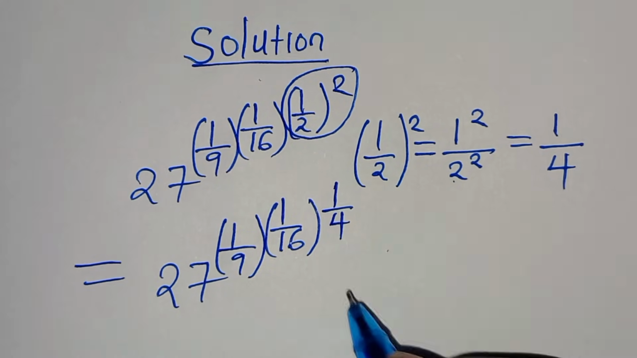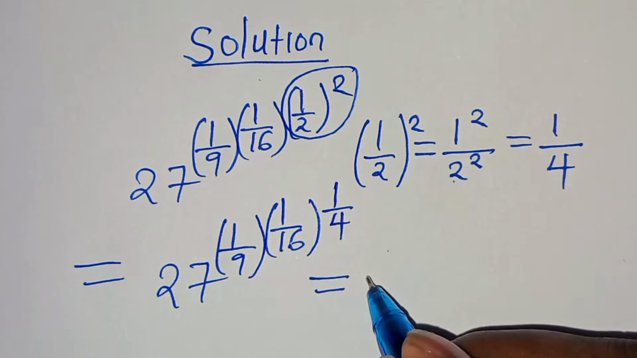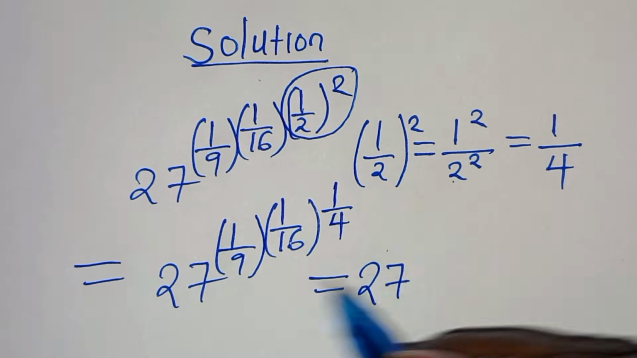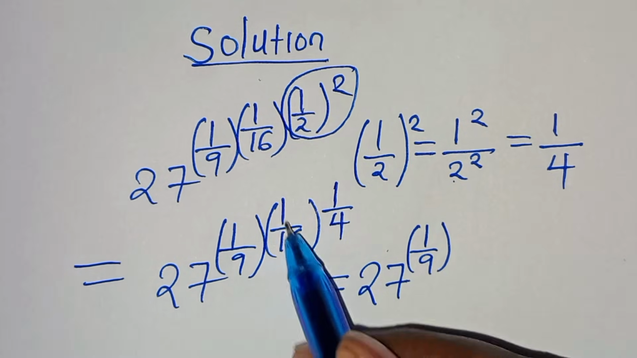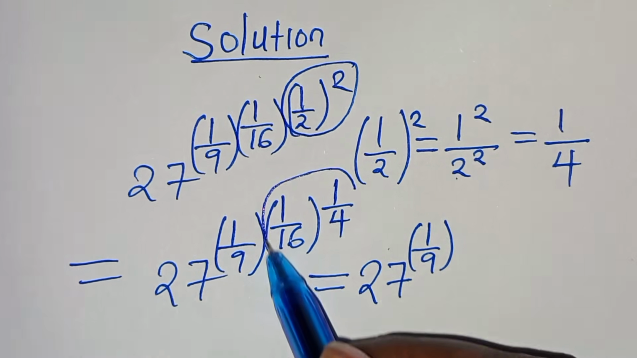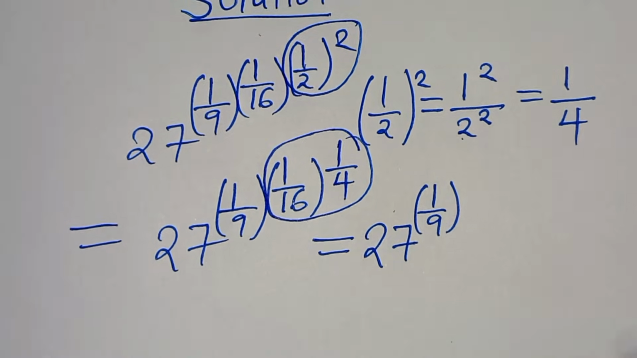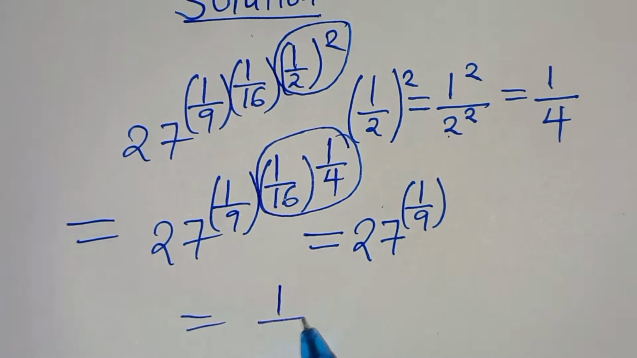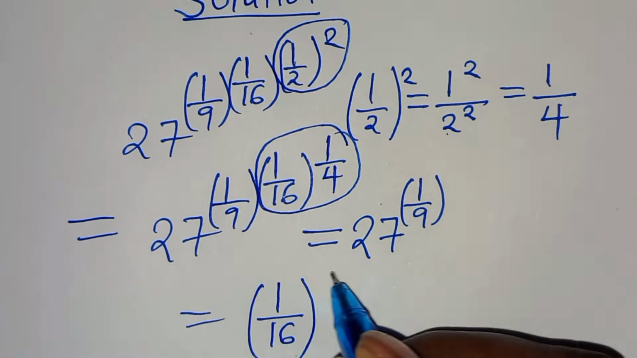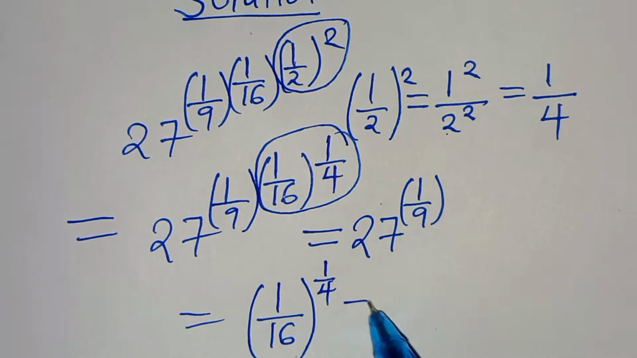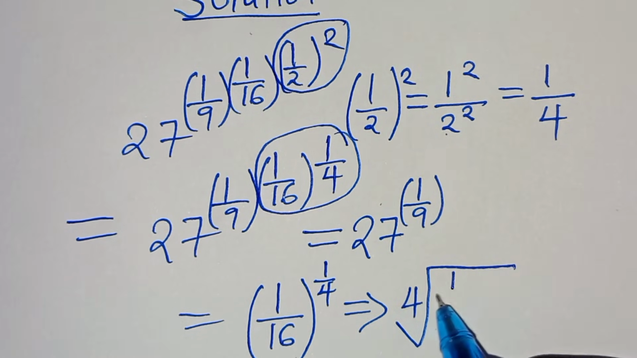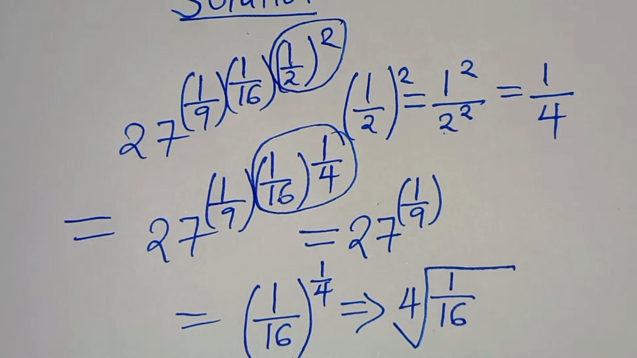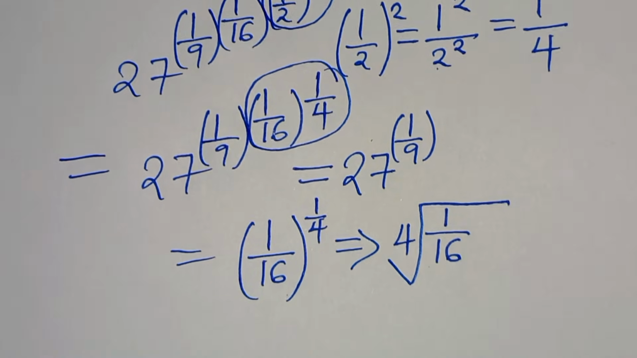Now, let's proceed here. We have again 27 raised to the power of 1 over 9. Then we have 1 over 16 raised to the power of 1 over 4. So this is in the form of the fourth root. This is the fourth root of 1 over 16.